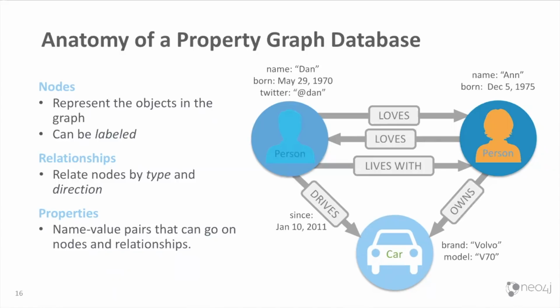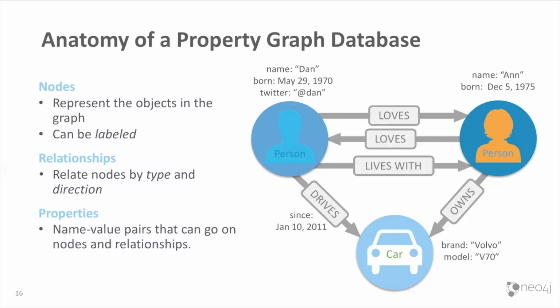You can see the person on the right. We have the name property, which is Anne, and we have born December 5th, 1975. We don't have a Twitter handle for Anne, and that's okay. As I said, there isn't a schema implied here, and we don't have to put a null value in for Anne's Twitter handle like you would in a column in a relational database.